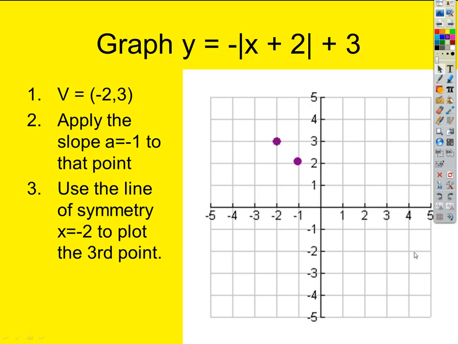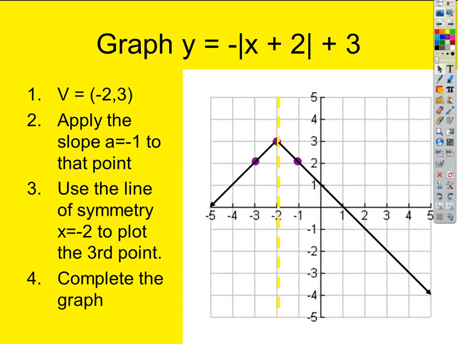So there's my point. Plot the other point on the other side. Connect and extend to the right. The reflection of that is going to be the left. Yes, sir? What's the +3? The +3. Remember, that gave us a y-coordinate of 3 for the vertex.